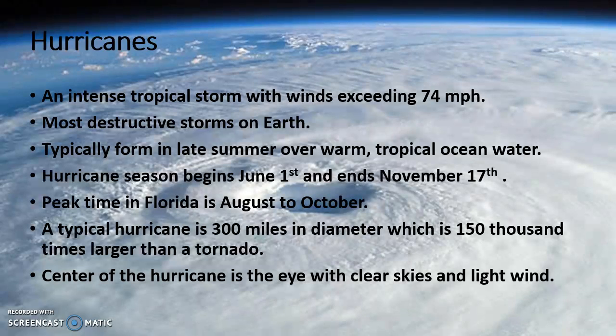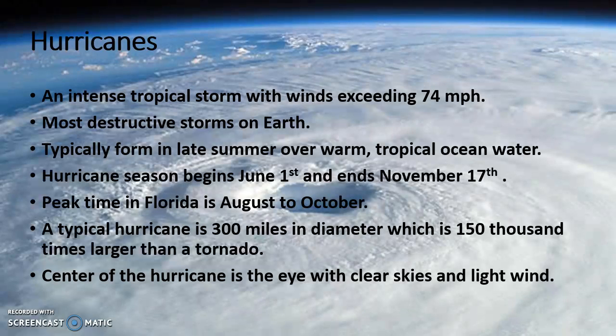Peak time in Florida for hurricanes is August to October, and a typical hurricane is around 300 miles in diameter, so that means it's 300 miles wide, which is 150,000 times larger than a tornado. So that's why hurricanes are considered the most destructive storms on Earth, along with the fact that you have to take in flooding, storm surge, and wind speeds, and the fact that a hurricane takes a long time to pass through. It'll take several hours for it to move. They move extremely slow.